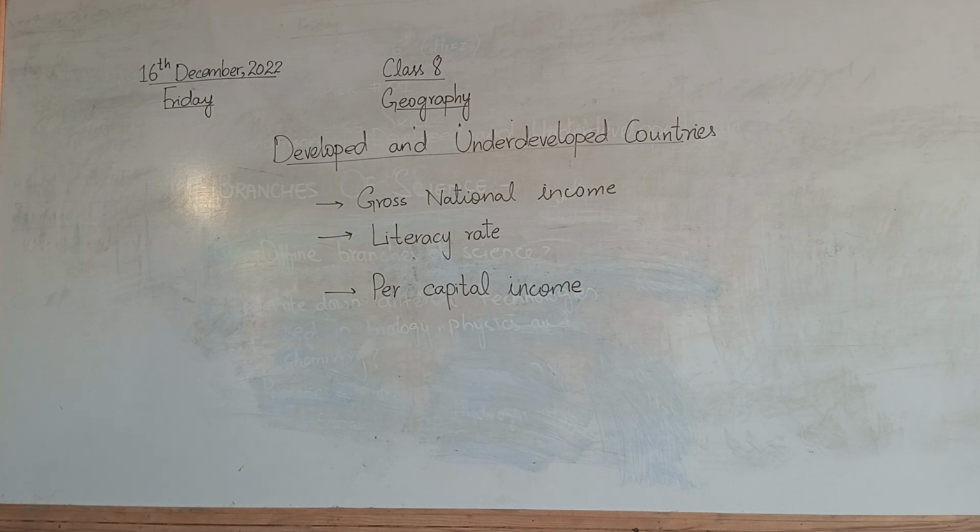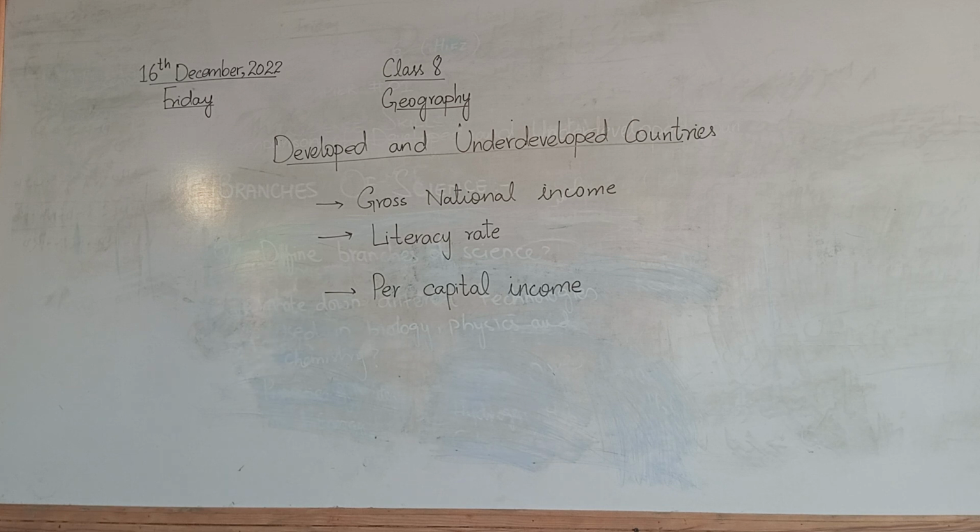And next is literacy rate. Can you guess what is literacy rate? It's actually the percentage of people of a given age group that can read and write. Like if I talk about Pakistan, the current literacy rate of Pakistan is about 62%. Means there are only 62% of Pakistan's people who are able to read and write.